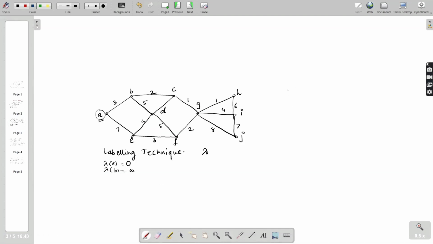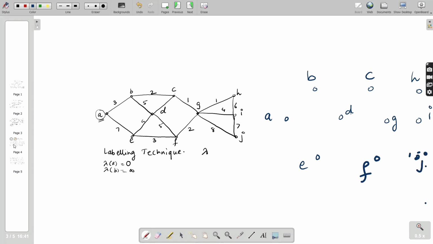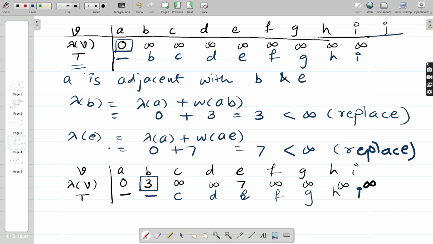So my graph is, okay, this is our graph: A, B, C, D, E, F, G, H, I, and J. I think in the previous table we did not write for J. So let us write for J also. Yeah, here also we did not write J.